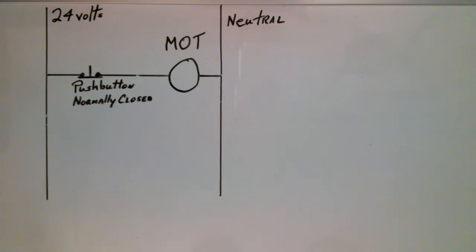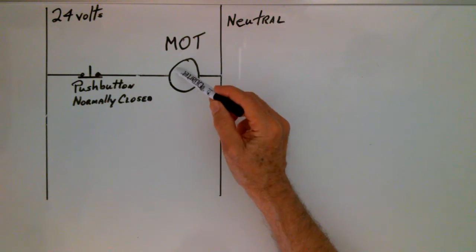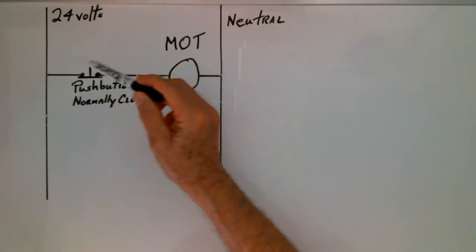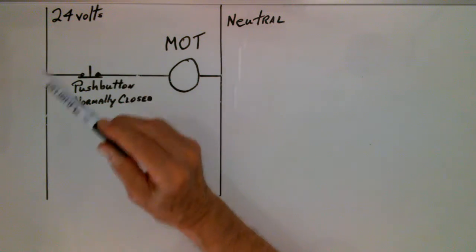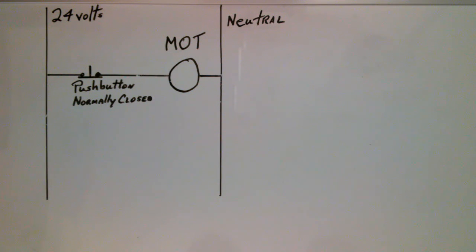So if I look at that and I interpret the operation, I say that my MOT coil is actuated if my push button is not actuated. So let's give this push button a name, all right? Let's talk about its operation real quick, okay?